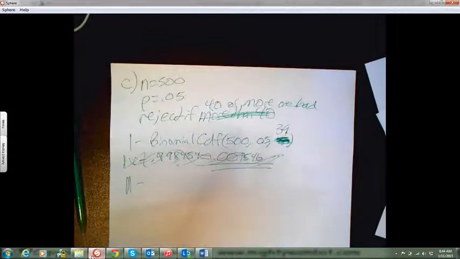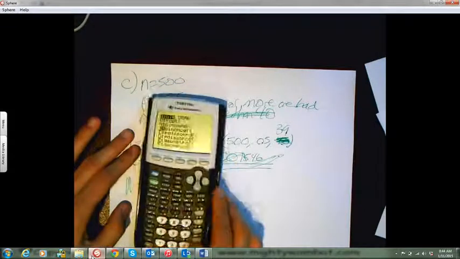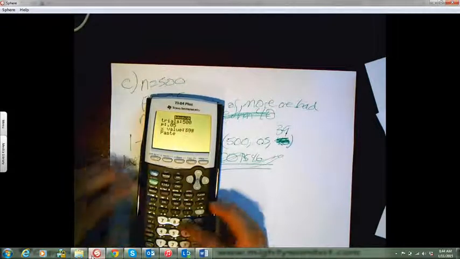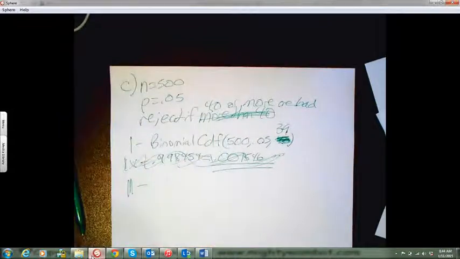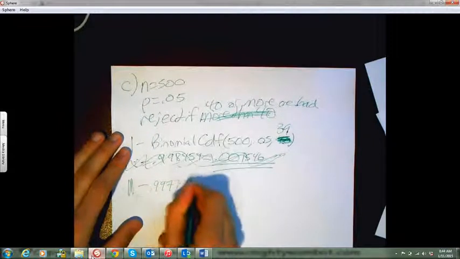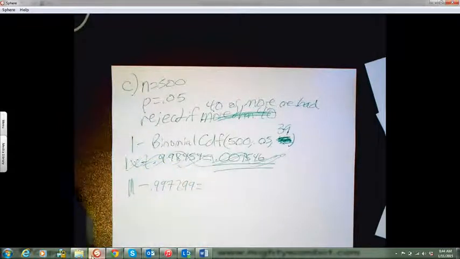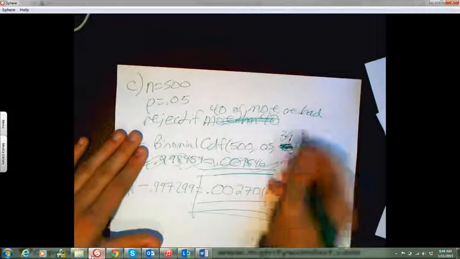Make this 39, which gives 0.997299. Not a huge change, but still a change nonetheless. Again, 1 minus that, 0.002701. This is the correct final answer. Again, make sure this is 39 because it says reject if 40 or more, so 40 needs to be included in the rejection side. And that's the video for problem number 2. Let me know how I can help further.